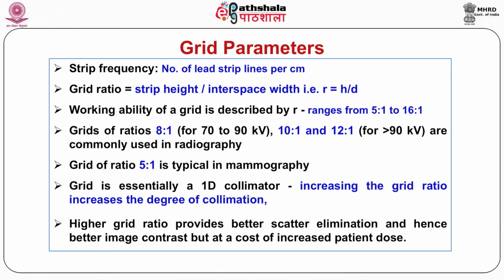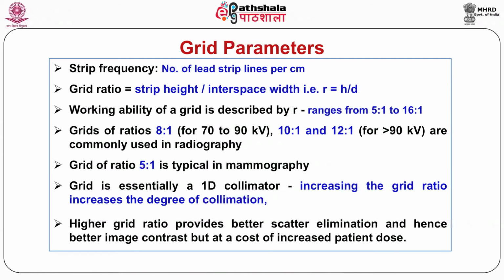Grids of ratios 8:1 for 70 to 90 kV, and 10:1 and 12:1 for more than 90 kV are commonly used in radiography, and a grid of ratio 5:1 is typically used in mammography. The grid is essentially a 1D collimator, and increasing the grid ratio increases the degree of collimation. A higher grid ratio provides better scatter elimination and hence better image contrast, but at a cost of increased patient dose. The table presents construction details of typical grids used in radiography.